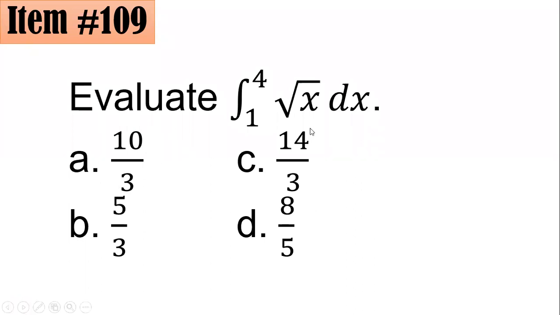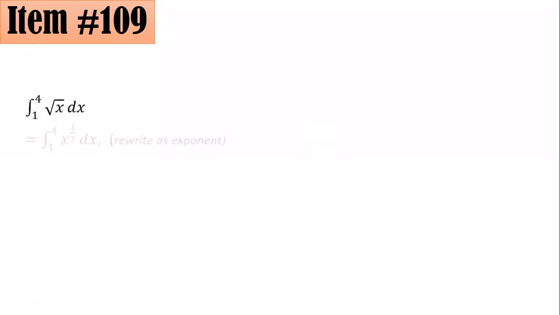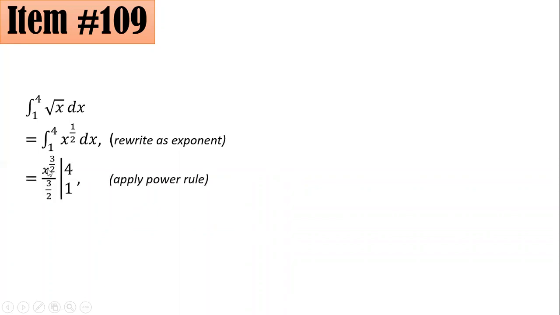So dito po, this is a square root function. And remember, we could rewrite it in exponent form. Yung square root of x will become x raised to 1/2. And again, using the power rule, we will add 1 to the exponent. So 1/2 plus 1 will be 3/2. So you will divide also. So you have x raised to 3/2. And of course, you will divide by 3/2, because whatever the exponent of your variable, that will also serve as your denominator. And we will evaluate it when x is 4 or when x is 1.